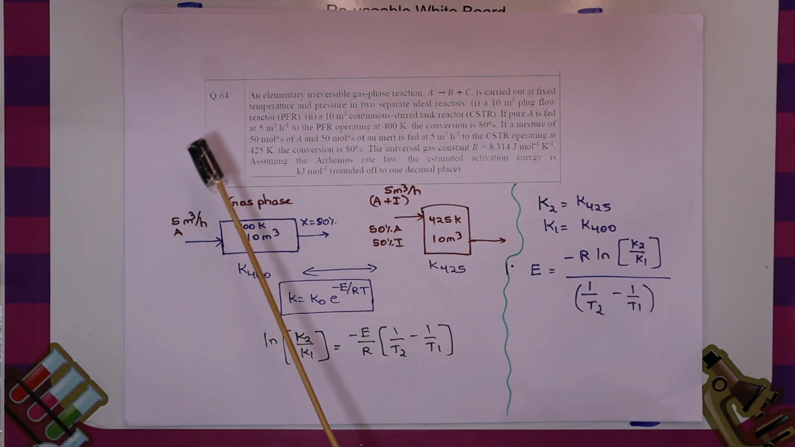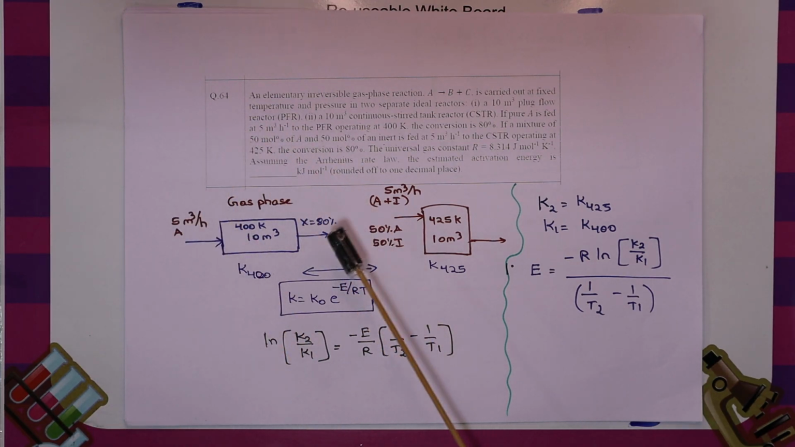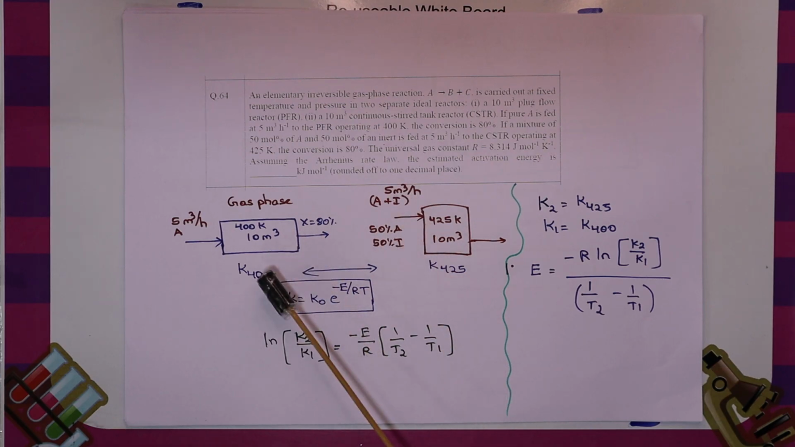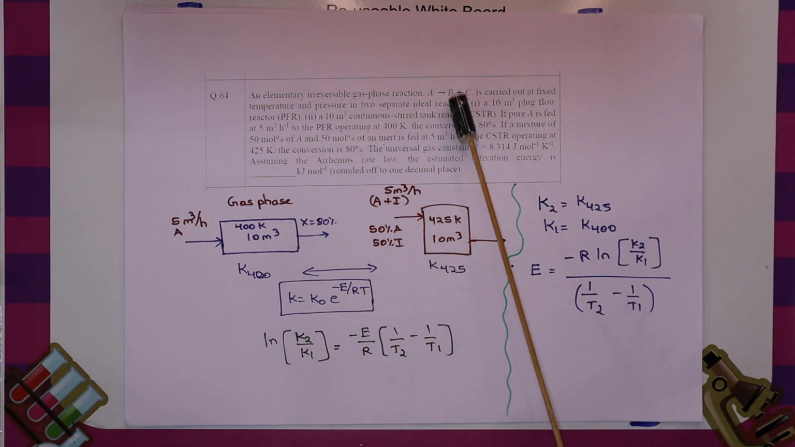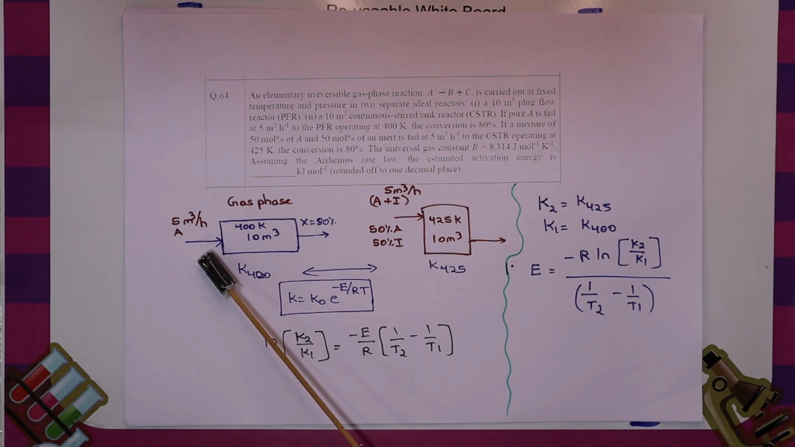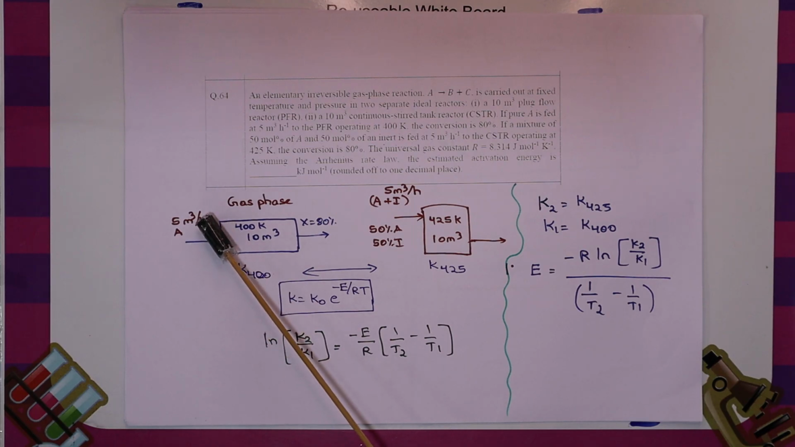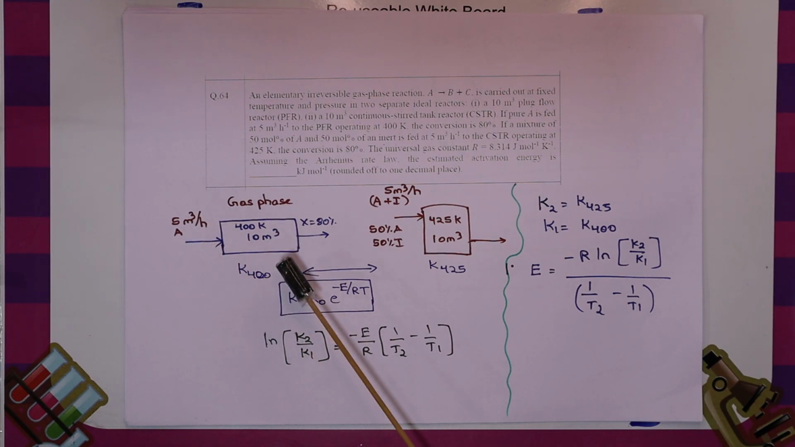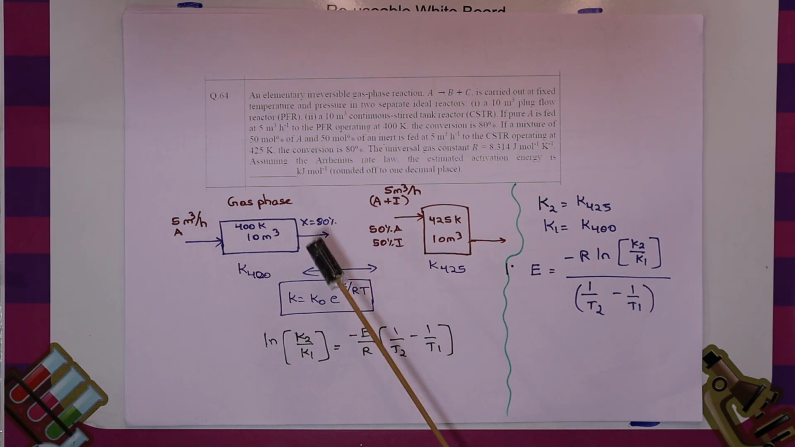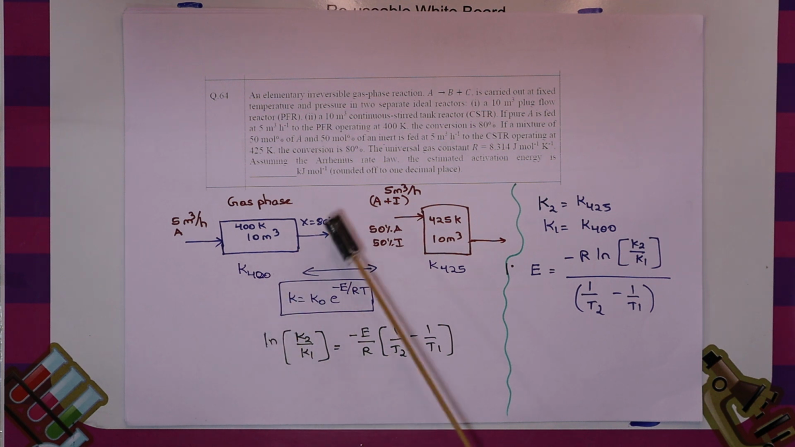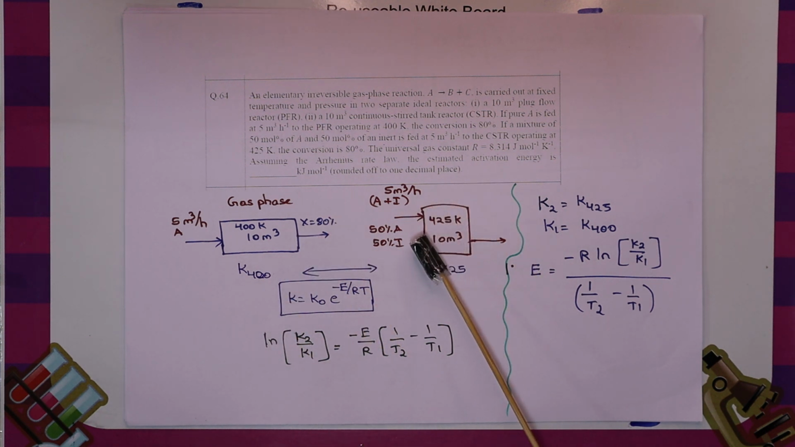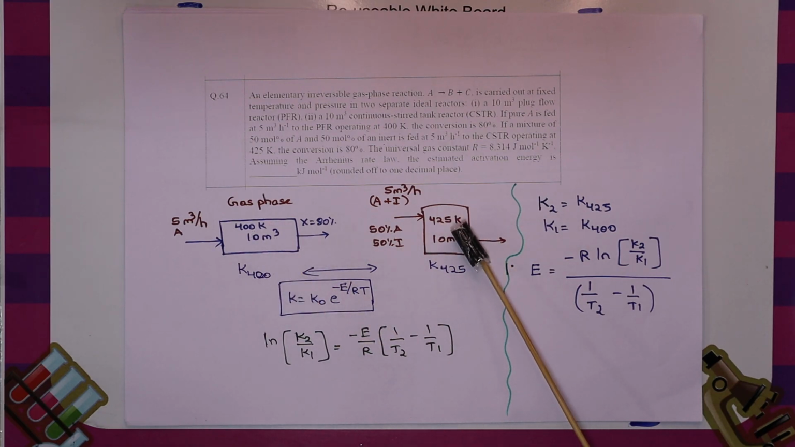Let me explain example question number 64. There are two reactors that were provided. The reaction which happens is a gas phase reaction, and in one reactor pure A is going in at a volumetric flow rate of 5 meter cube per hour at 400 Kelvin. The reactor, which is a PFR, has conversion X of 80%. In the second case, it is a CSTR, the temperature is different, now at 425 Kelvin, and the volume of the reactor is 10 meter cube.